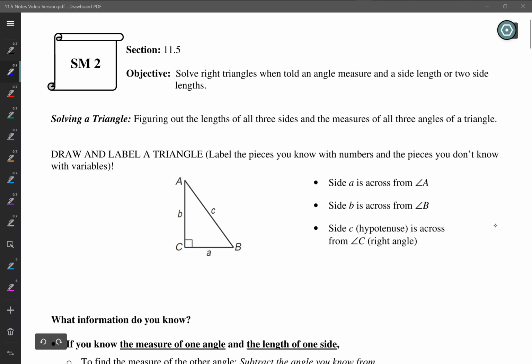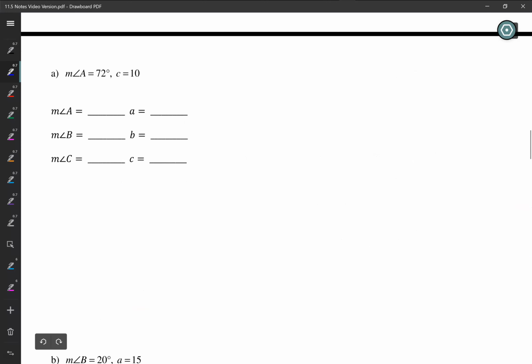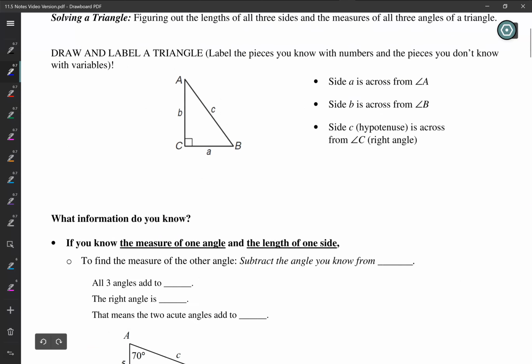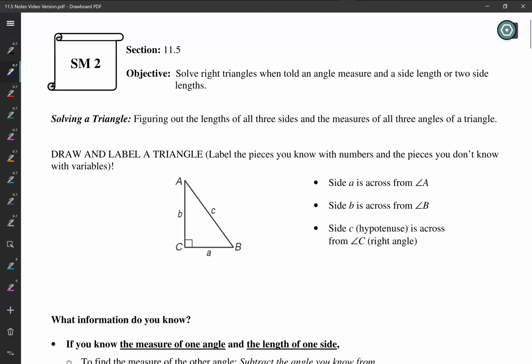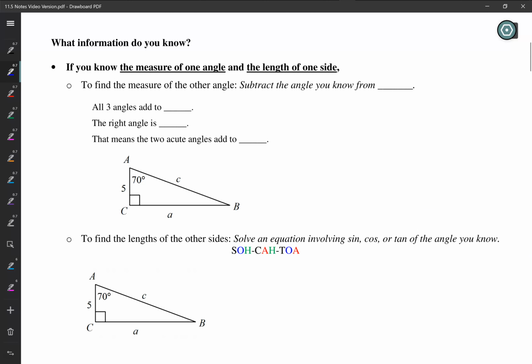You need to know this because sometimes they will give you a question that looks like this. You will just be told how big one of the angles is and how long one of the sides is, and you'll be expected to draw the triangle. So you need to know how the pieces are all related to each other. So the first thing you need to look at is what information do you know?